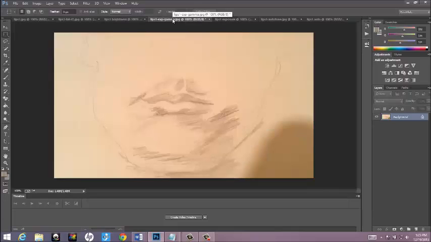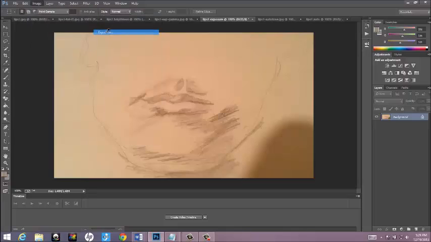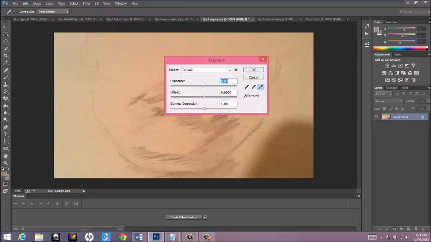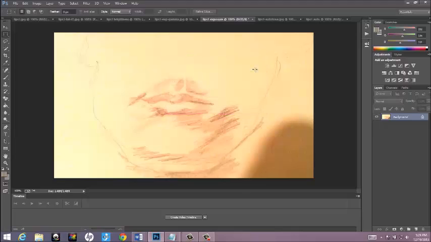With the exposure gamma setting, original image, go to Image, Adjustments, Exposure. I set the exposure to about or between 1 and 103. And the gamma at about 90, 89, 90, and then OK.